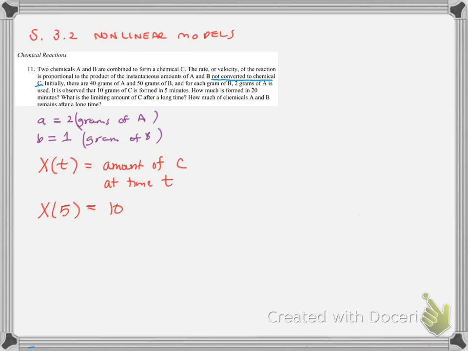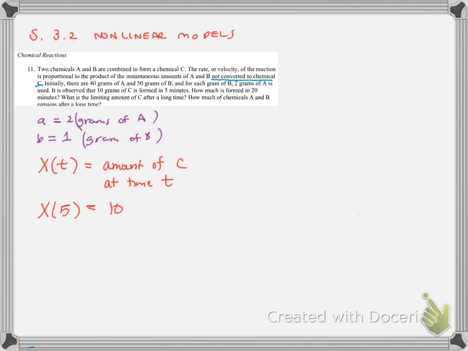of A is used. It is observed that 10 grams of C is formed in 5 minutes, so that's x of 5 equals 10. How much is formed in 20 minutes? What is the limiting amount of C after a long time? How much of chemicals A and B remains after a long time?